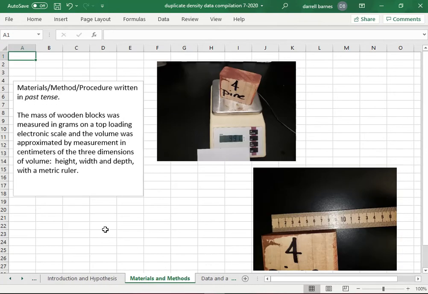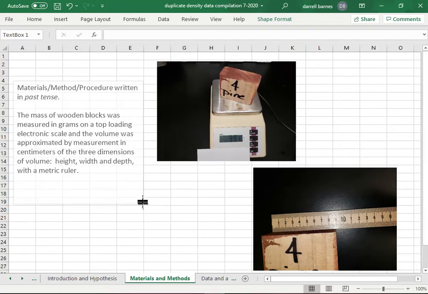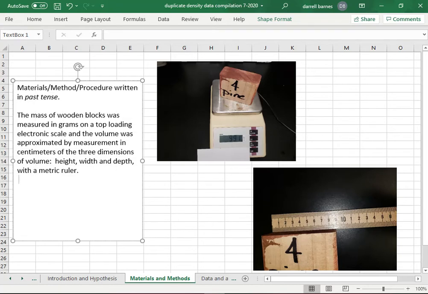Let's go to materials, method, procedure written in past tense. Okay. The mass of wooden blocks was measured in grams on a top-loading electronic scale, and the volume was approximated by measurement in centimeters of the three dimensions of volume: height, width, and depth with a metric ruler. I had thought about putting some captions about these, but I think this is kind of self-explanatory. I think I'm going to add a little bit here, though. I do have some additional input that I want.